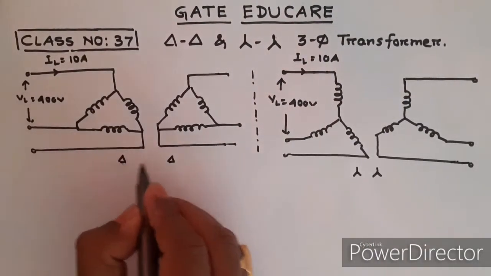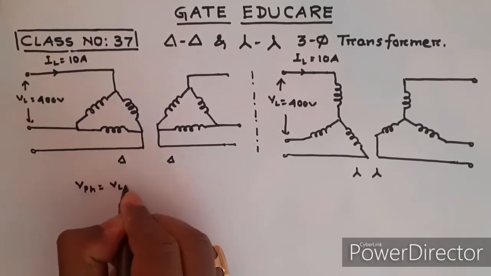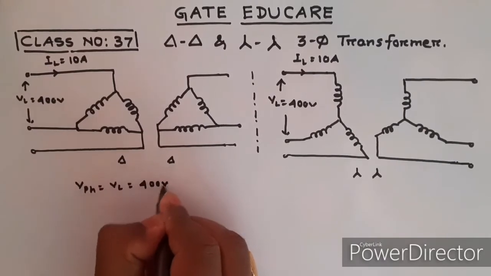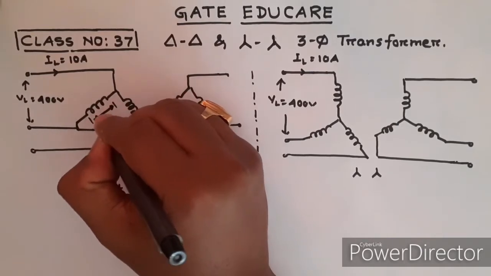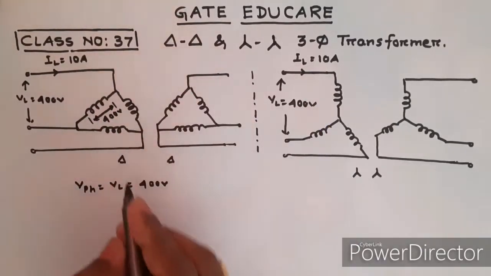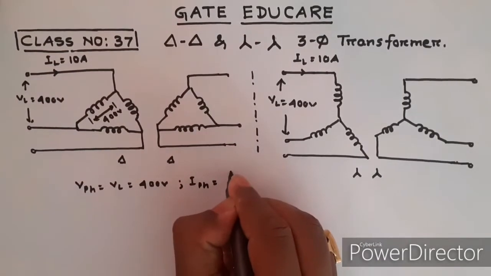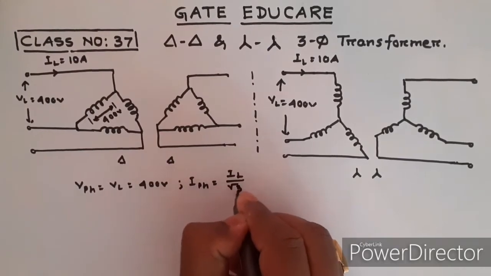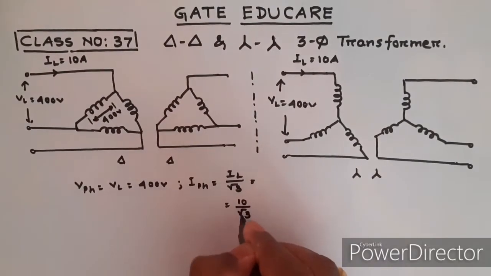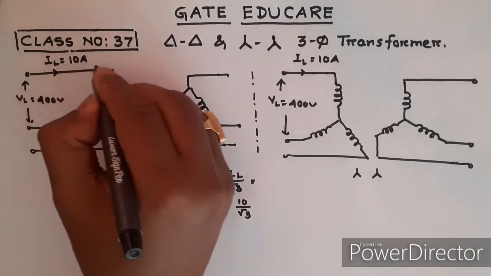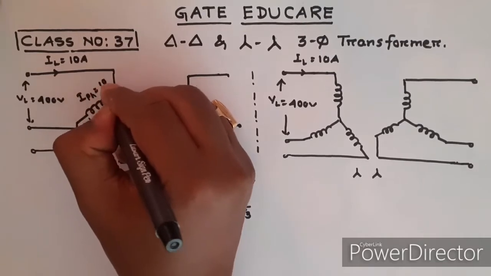As we know, for delta-delta, phase voltage is equal to the line voltage, equal to 400 volt. Therefore, the phase voltage is also 400 volt. But here, the phase current is the line current divided by root 3. Therefore, if the line current is 10 ampere, then the phase current I phase will be 10 divided by root 3.